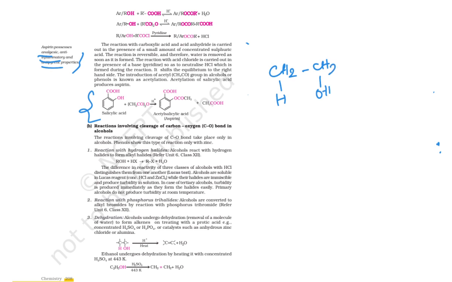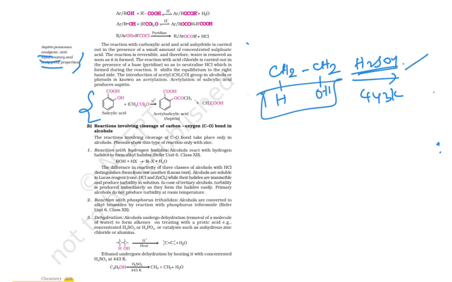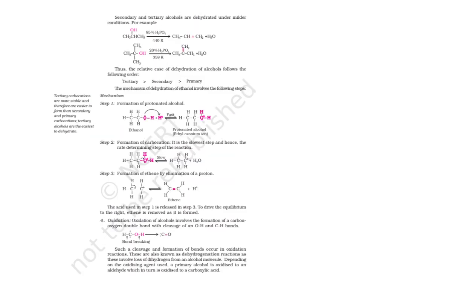So if I am using the dehydrating agent H2SO4 at 443 Kelvin, this water molecule gets removed. There is a formation of ethene, CH2. Okay. Then we will go for the next. So here there is a secondary alcohol, here there is a tertiary alcohol.